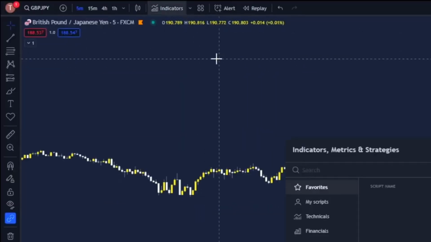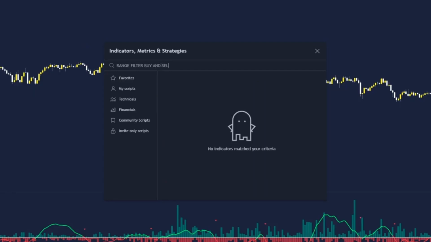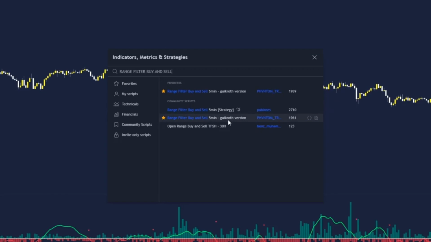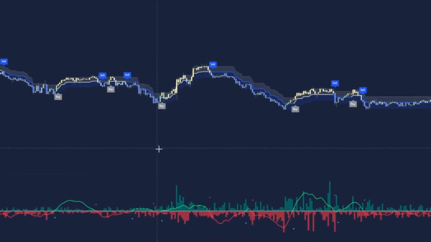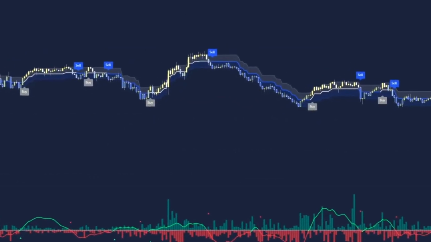Go to the indicators search tab again. This time search Range Filter Buy and Sell. Add this one right here. This is an awesome buy-sell indicator that paints signals when price breaks the calculated ranges. So now that we've got our indicators, let's look at how we can take trades with this free strategy.